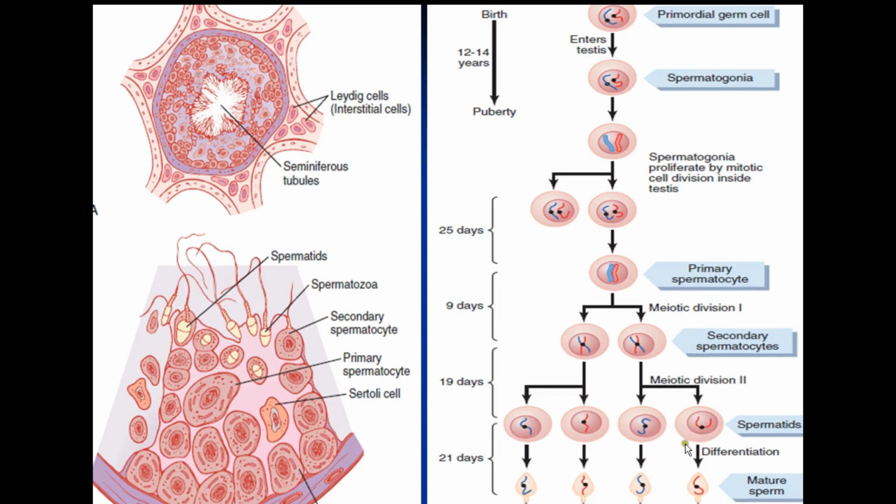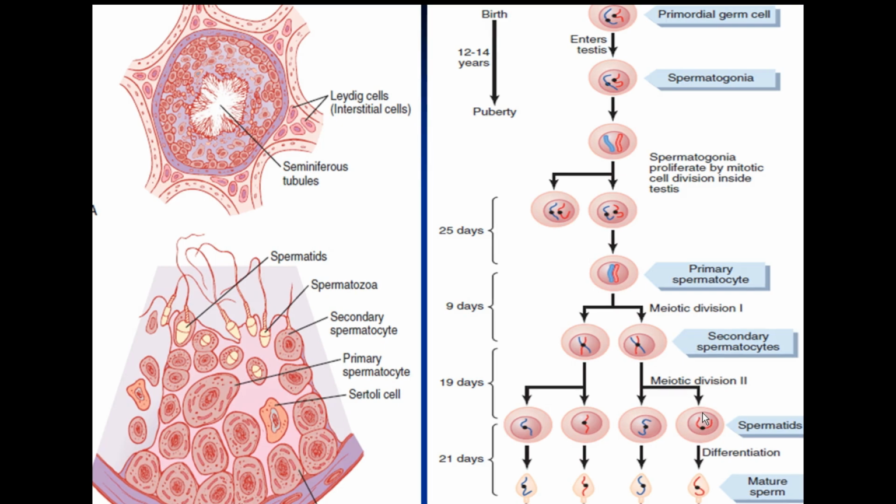These spermatids are finally formed having 23 chromosomes, one half of the genes of the original spermatogonia, the other half of the genes provided by the female ovum during fertilization.